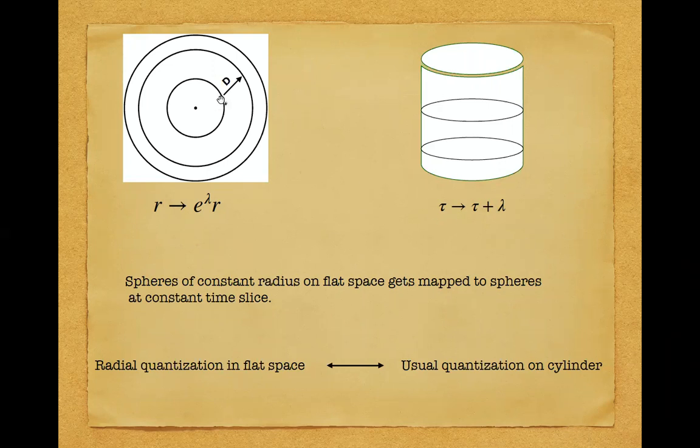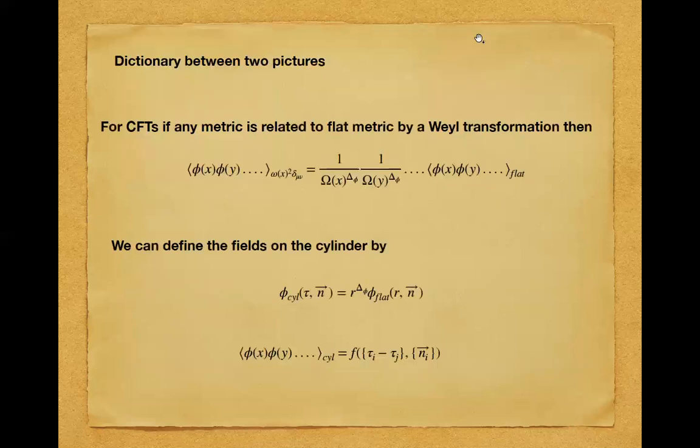Therefore, going from one sphere here on the flat space to another sphere is the same thing: at a particular cylindrical time slice, I can take a sphere. This sphere will map to a sphere on this cylinder at a constant cylindrical time slice. Tau is the cylinder time. And then the other sphere will be just related to the initial sphere by some time translation, right? So the radial quantization can be viewed as the usual quantization on this cylinder. Okay.